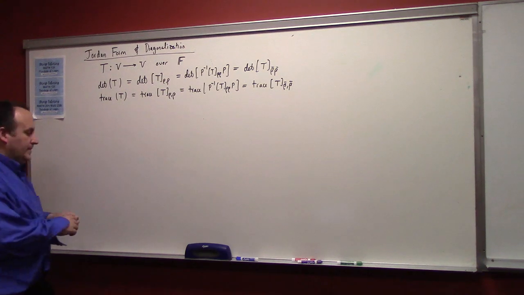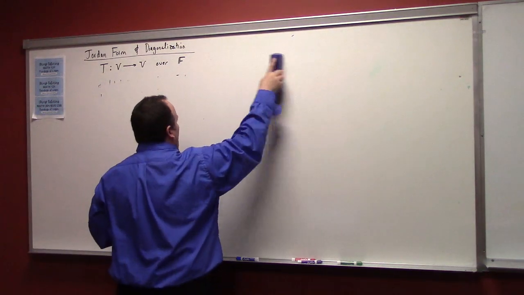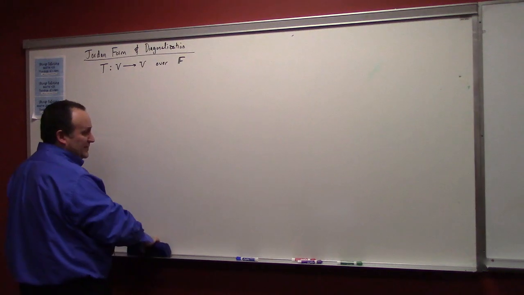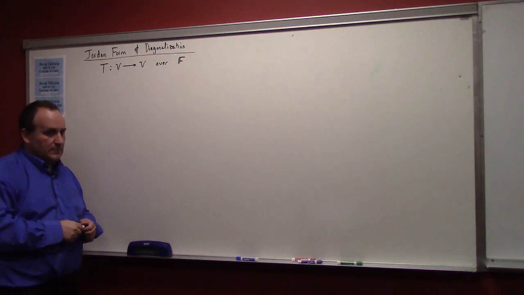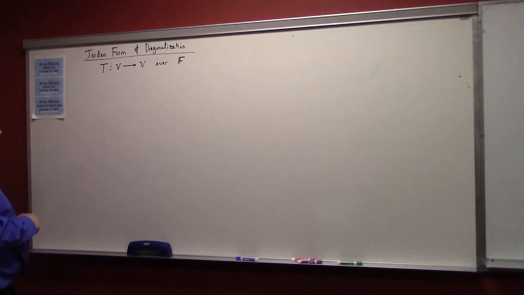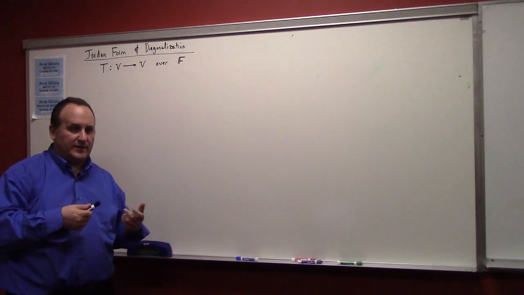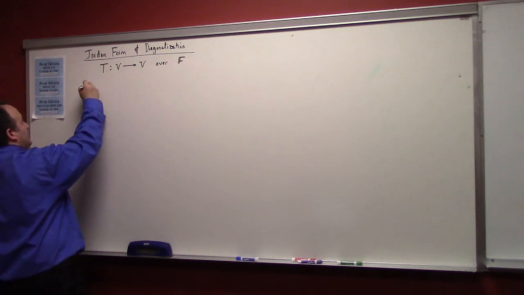But then the next thing I should talk about, and V is going to be a finite dimensional vector space over a field, all right? And just to keep that in mind, we are going to talk about the difference between the real field and the complex field as we go on, all right? We'll get there.